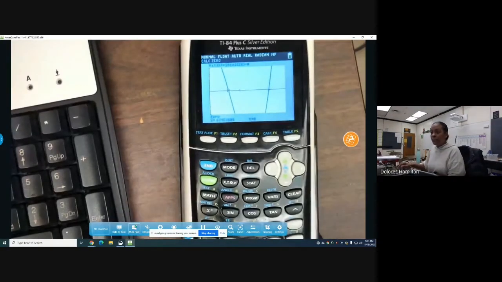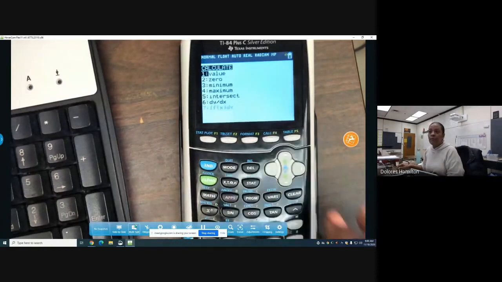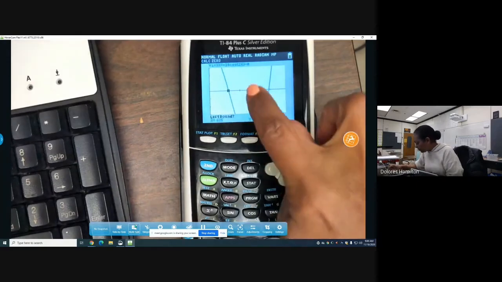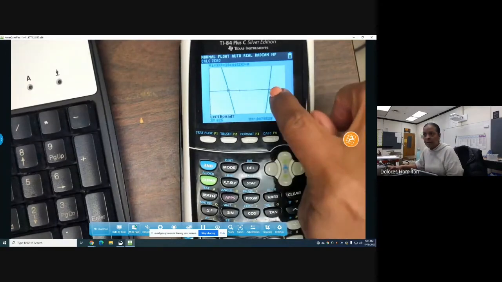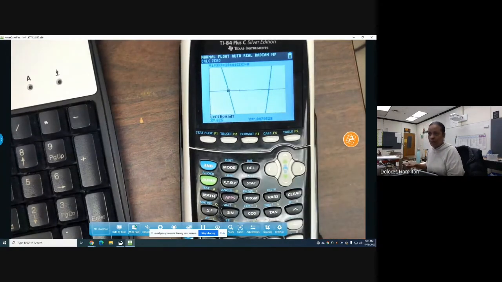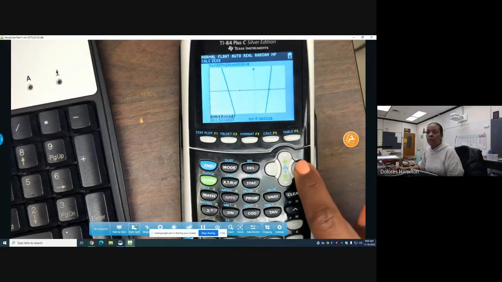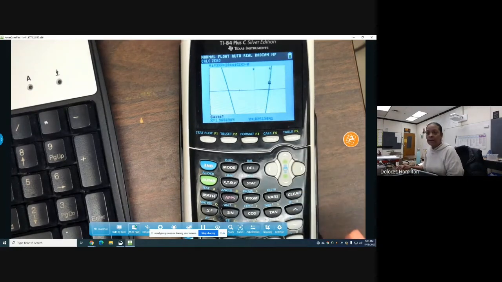Now I need to repeat this process for the second 0. And that looks like 1, that's a little less than 2. So I'm going to start with my left bound being, how about 1.5? That's safe. And then we're going to move that cursor so that it's to the right of that 0. That's good. Guess, enter. My second 0 is going to be 1.957.